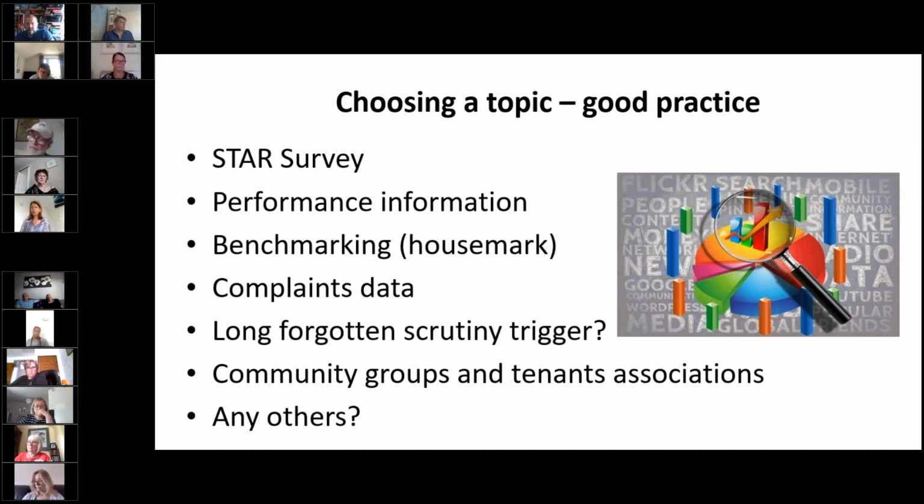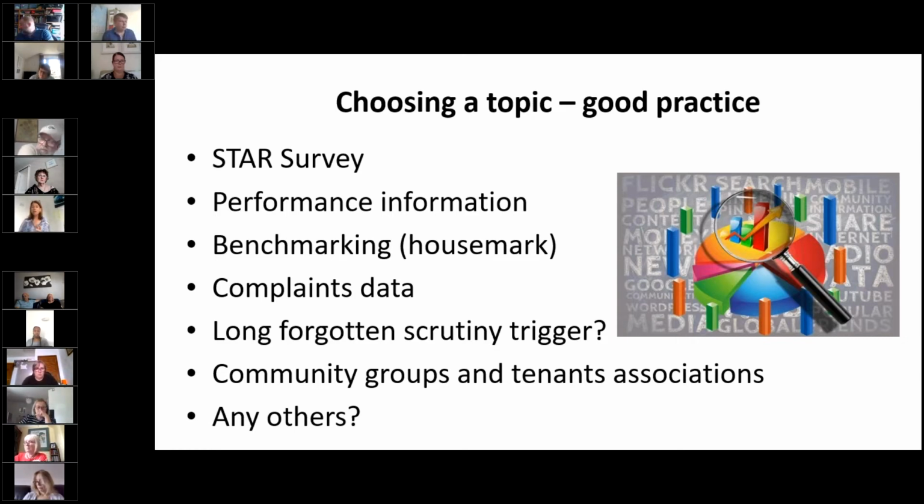Let's put that on the shortlist for scrutiny review. Let's have a look at that. Same with your performance information. A lot of organisations have key performance indicators. They gather lots of information about how well they're doing or how they've performed against certain targets.